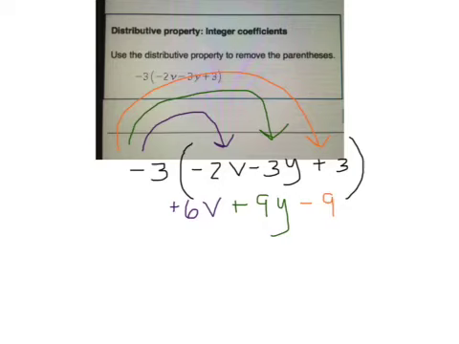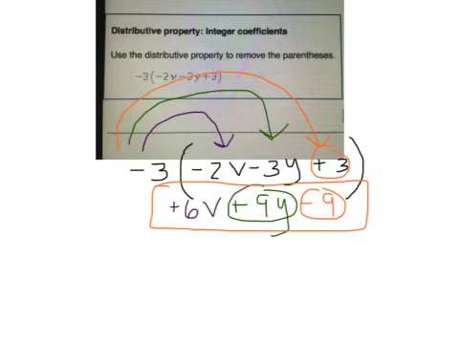So here we go. We're back, and -3 times a -2v. I've got a negative times a negative, which is going to be a positive 6v. -3 times -3y is going to give me a positive 9y. And the last bit of multiplication here is a -3 times a positive 3, which gives me a -9. The order of these three terms does not matter. So this is one answer.